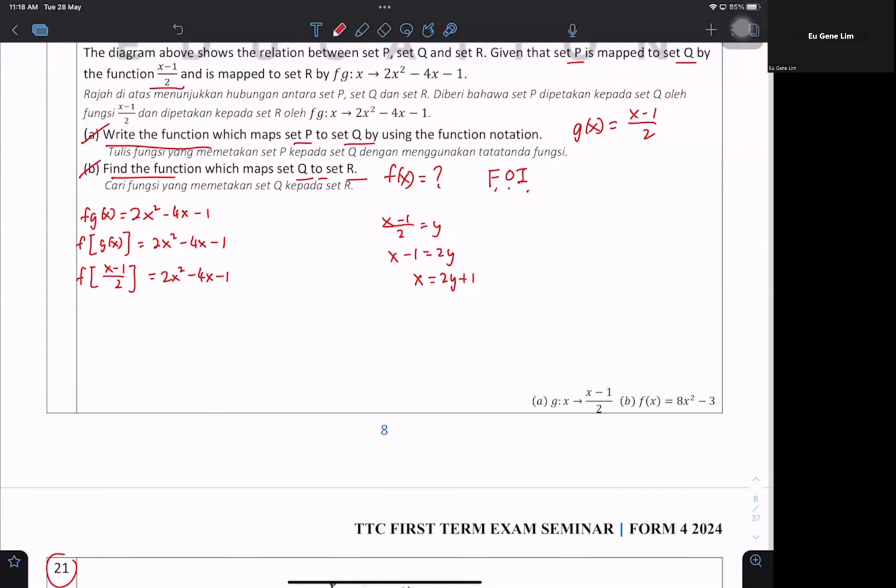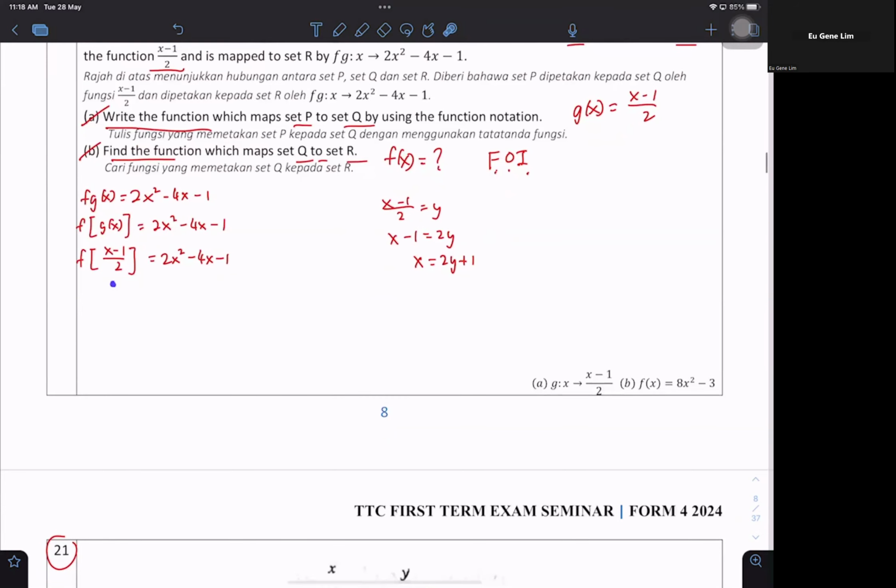Just like how we do inverse. After you finish doing inverse, you go back to here. You come back to here. You see now the box becomes y.